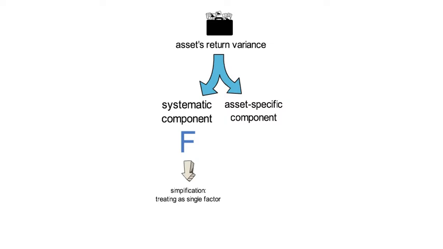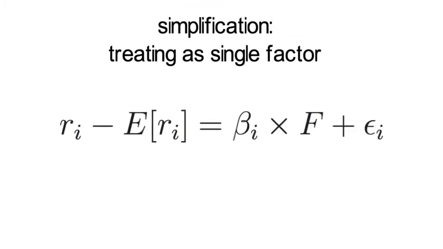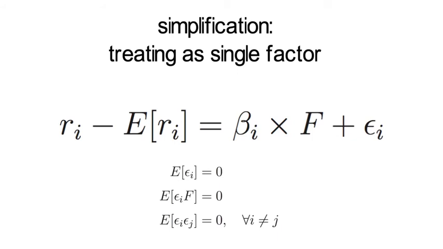Now, a single factor model would therefore postulate the following return dynamic for asset i, where the expectation of R_i is denoted as E(R_i), and beta_i is firm i's return sensitivity to the single common risk factor F. And importantly here, the firm-specific return component epsilon_i has the following dynamics. Its expectation is 0, its covariance with F is 0, and the covariance with epsilon_j is also 0.